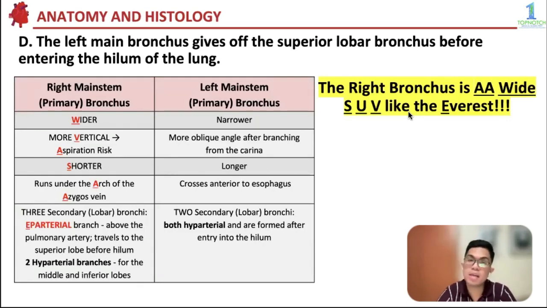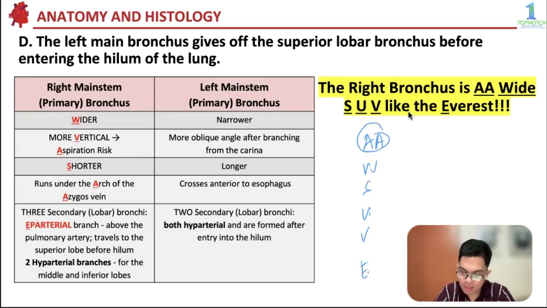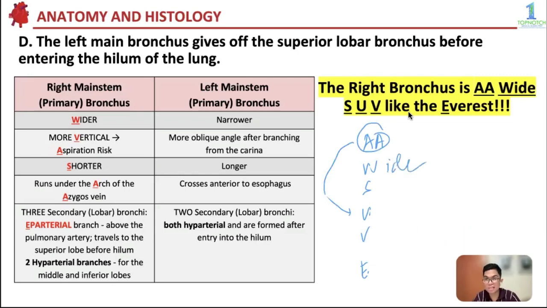So I like to use a mnemonic. The right main stem bronchus is a wide SUV like the Everest. This is not sponsored, okay? So AA, wide SUV like the Everest. So AA, it runs under the arch of the aorta. Okay? Sige. So it runs under the arch of the aorta. The right bronchus is wider, it's shorter, and more vertical ang kanyang course.